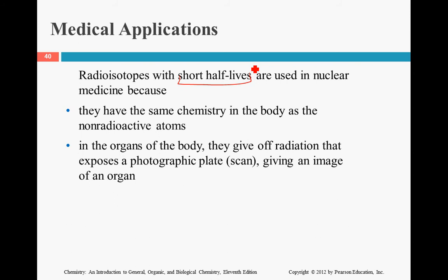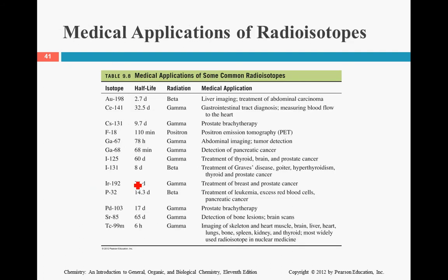They have the same chemistry as everything else in our body as the non-radioactive atoms. However, as they break down, you're able to see the energy that's given off. In the organs of the body, they give off the radiation that exposes a photographic plate, giving an image of an organ. So we can actually see what the organ looks like and see how things are being absorbed. Here are some examples of the radioisotopes. Notice once again, we're talking days, minutes, hours. Nothing is in years here.